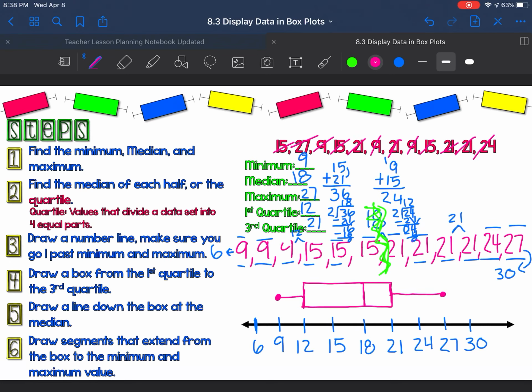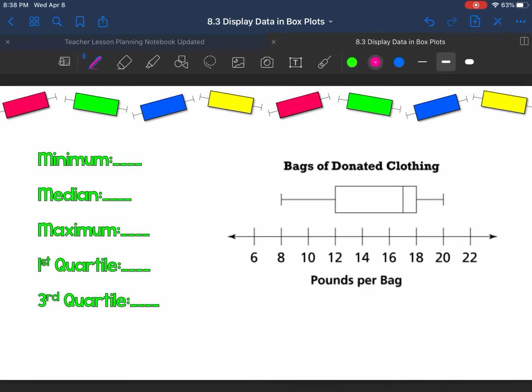Another box plot complete. See, guys, it's not that hard. The hardest part is finding that first and third quartile. Everything else is just drawing our boxes and our whiskers. So let's take a look at this already done box plot and let's answer some questions on it. So I have this information. It says bags of donated clothes. And my numbers at the bottom, my 6, 8, 10, 12, 14, 16, 18, 20, 22, those are all pounds per bag.